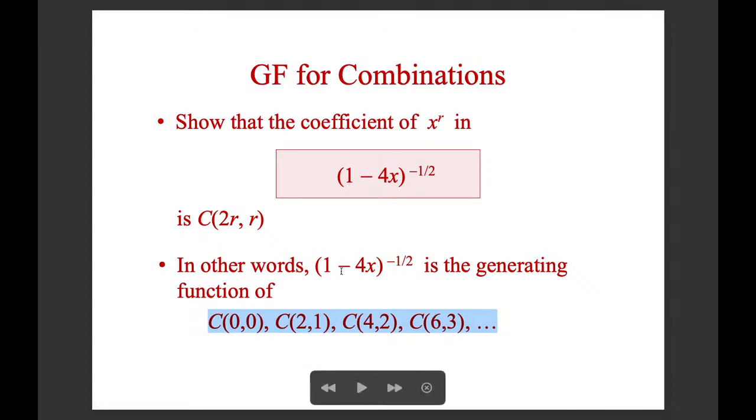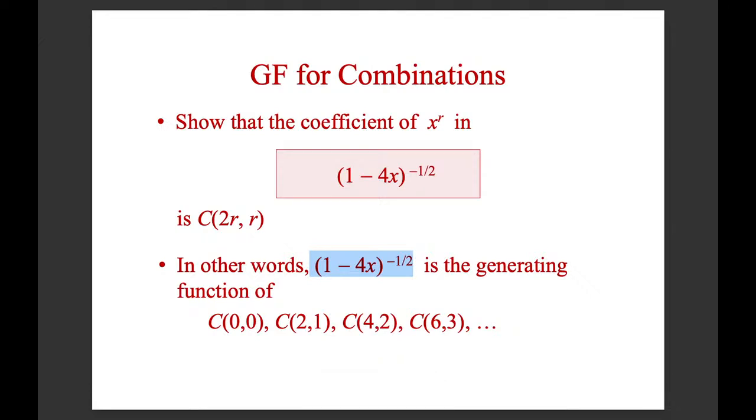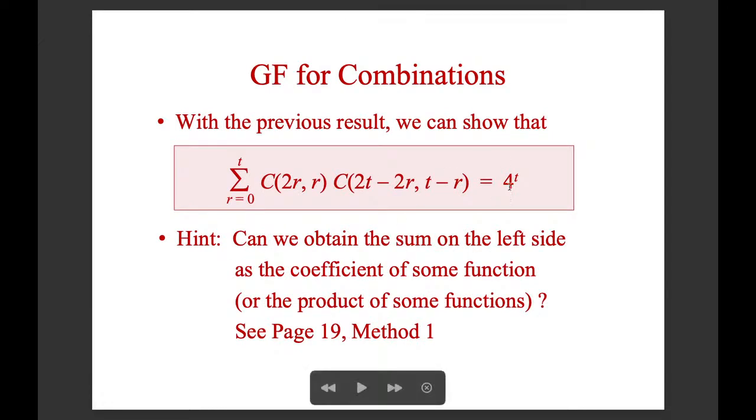Now, this is true, right? So let's imagine if we multiply this with itself, what will happen? When we multiply this with itself, we will get (1 minus 4x) to the power minus 1. And (1 minus 4x) to the power minus 1 is the generating function of the terms 1, and then 4, and then 4 squared, and then 4 cubed, and then 4 to the power 4, and so on and so forth. So if we multiply this by itself, then we will get a generating function of 4 to the power t.